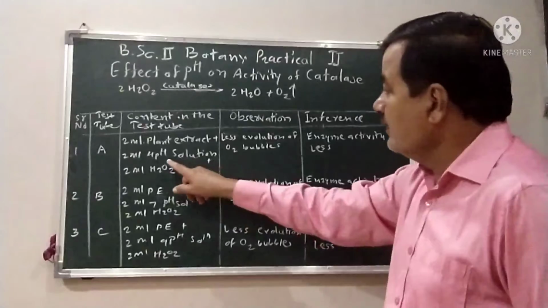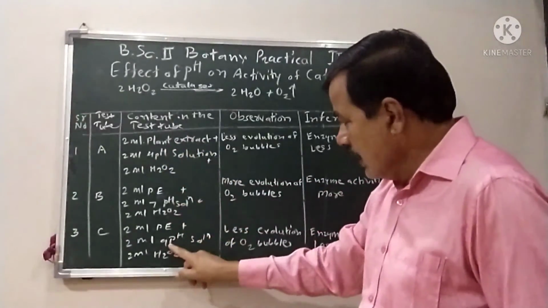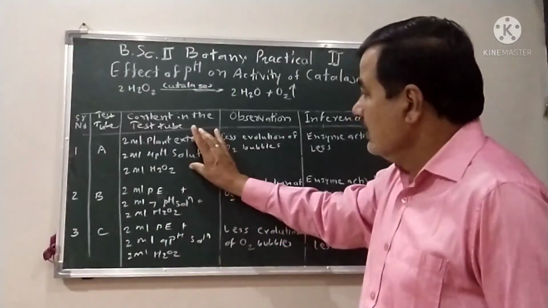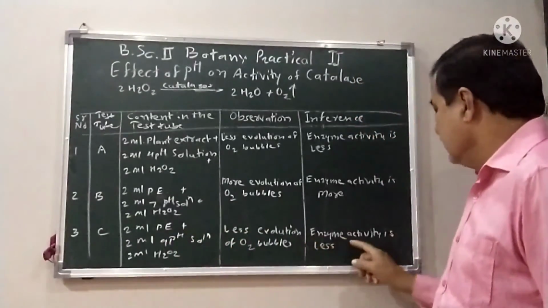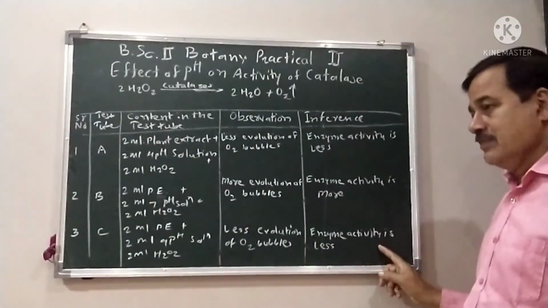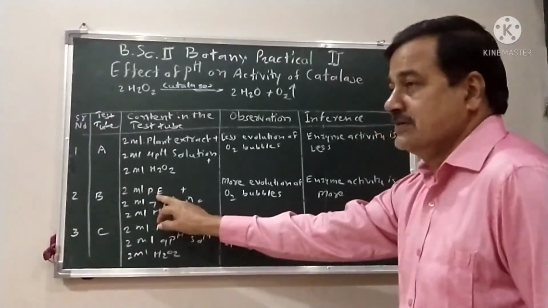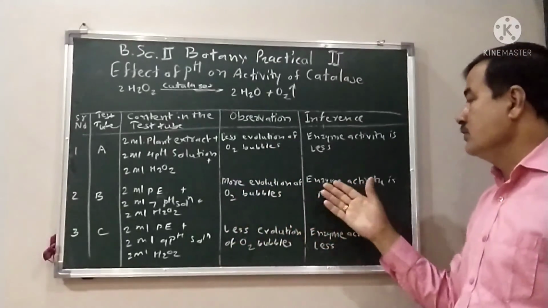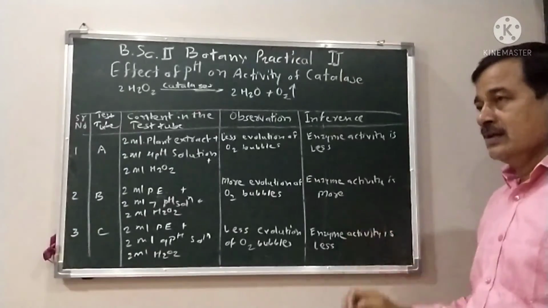Then, the effect of pH: pH 4 is acidic, pH 9 is alkaline, meaning different, more acidic, more alkaline. There is less activity of the enzyme. And at pH 7, the neutral pH, the activity is more, that is, the evolution of O2 bubbles is more, therefore the activity is more.